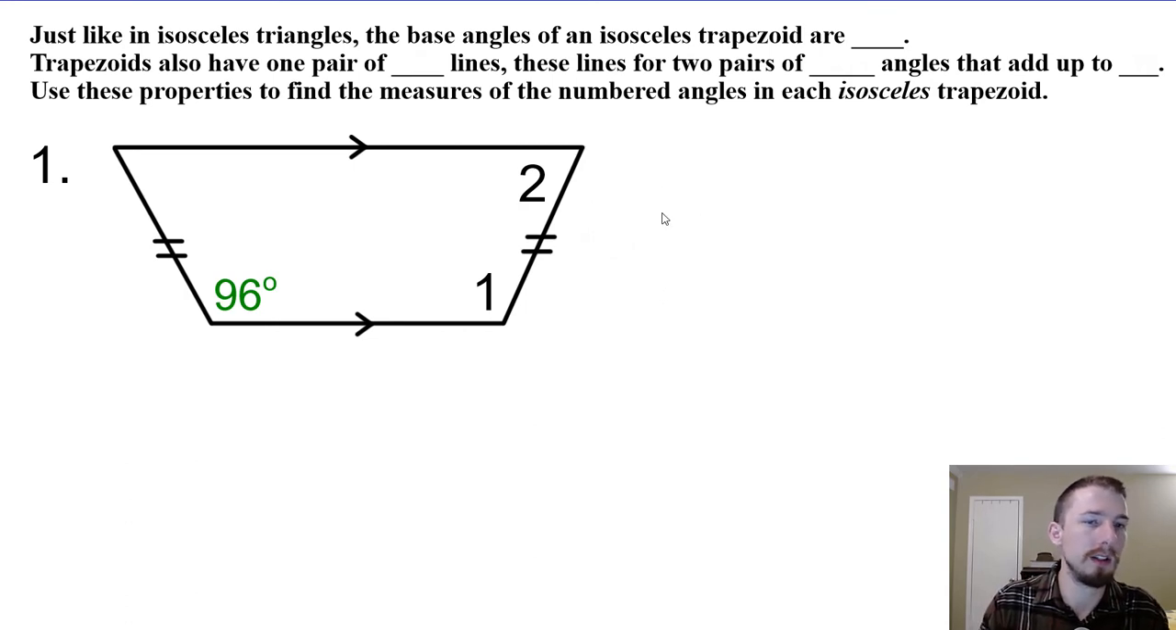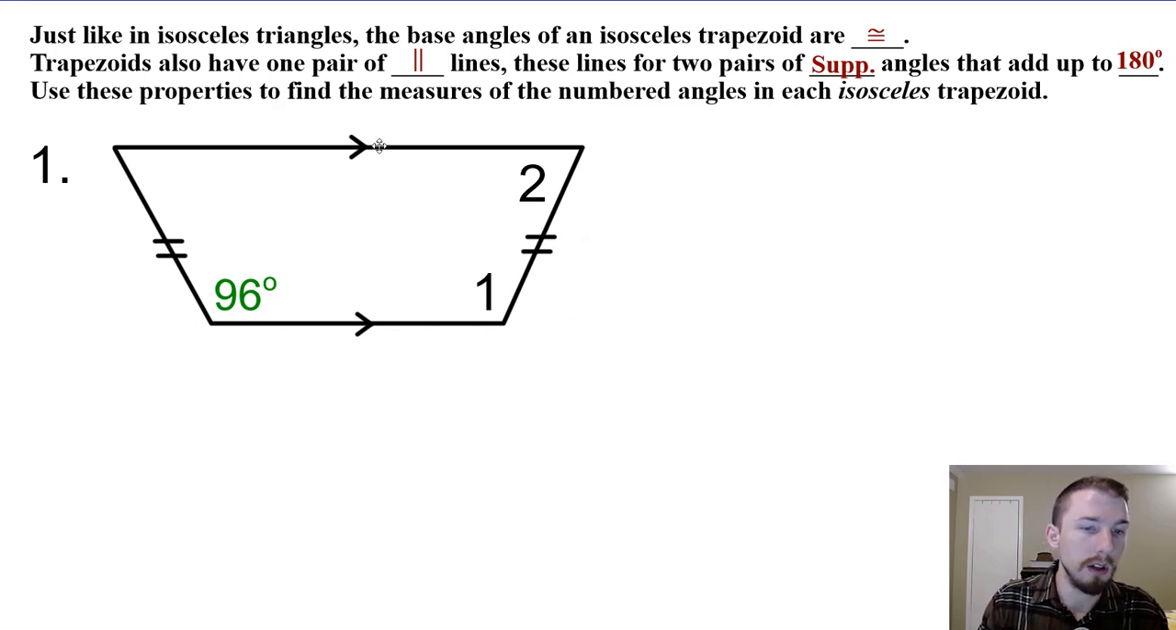So, just like in isosceles triangles, the base angles of an isosceles trapezoid are going to be congruent to each other. Trapezoids also have one pair of parallel lines. Those lines form two pairs of same side interior angles, or SSI angles, supplementary, however you want to say it, that add up to 180 degrees. Use the properties to find the measures numbered.